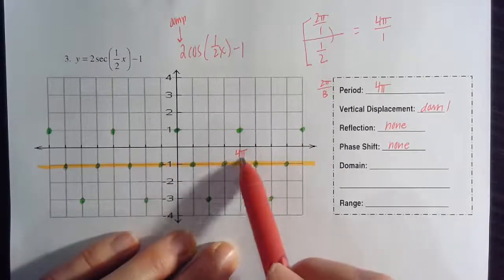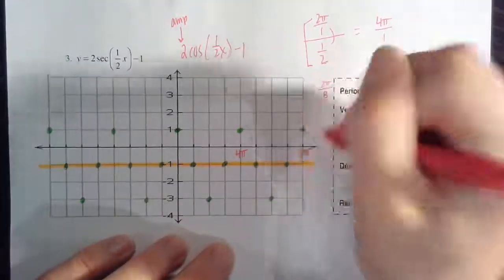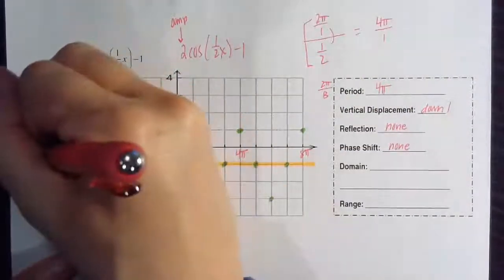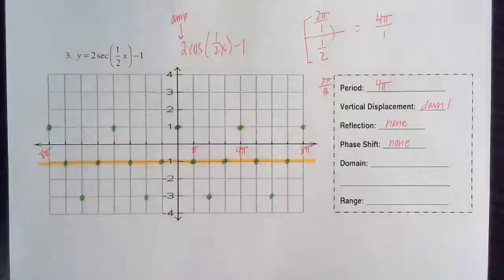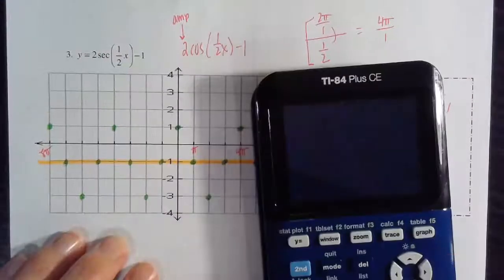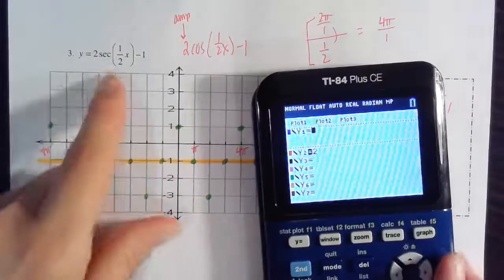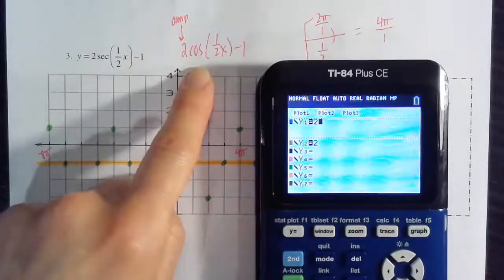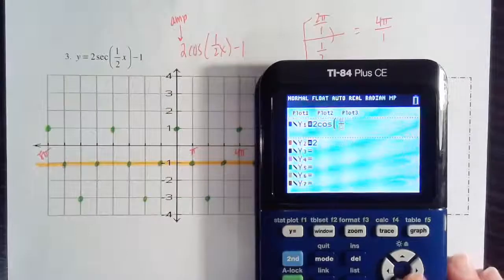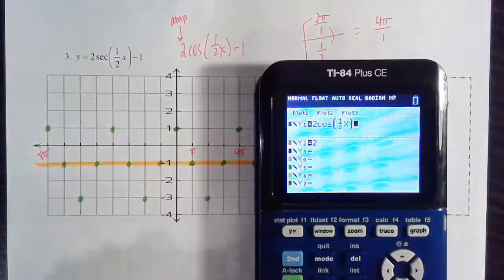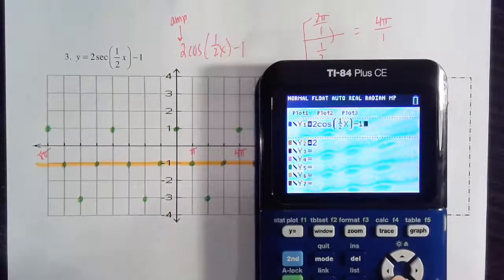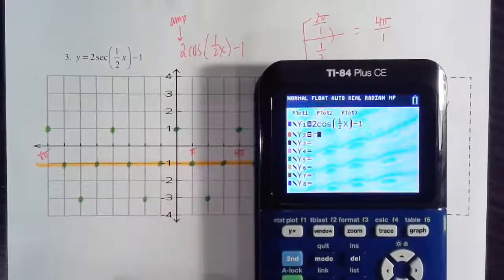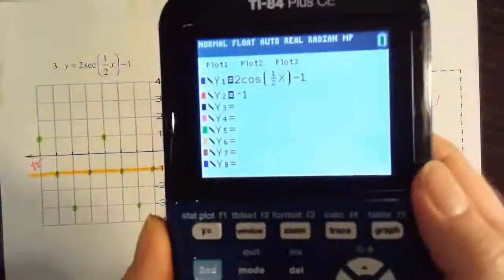So let's see here. If this is 4 pi, this would be 8 pi. And we already talked about how each tick mark is just pi, which means all the way back here would be -8 pi. Alright, so I'm going to go to my calculator. And I'm going to type not this one, but this one. So 2 cosine of a half x minus 1. And then it's down at -1. So I'm going to hit -1. I'm going to pull this closer so it's easier to see.